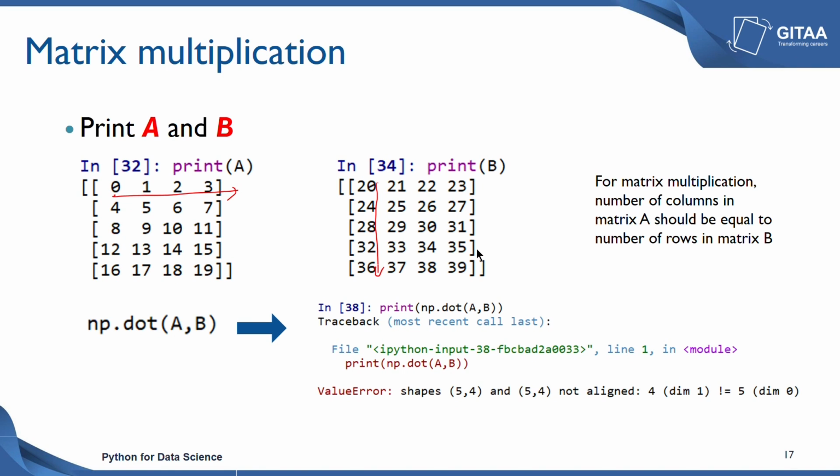For the matrix multiplication, the one rule which we have to follow is that the number of columns in matrix A should be equal to the number of rows in matrix B. So since it is 5 cross 4 for matrix A and 5 cross 4 for matrix B, when you compare, the number of columns in matrix A is not equal to the number of rows in matrix B. So that's why it has thrown up an error.